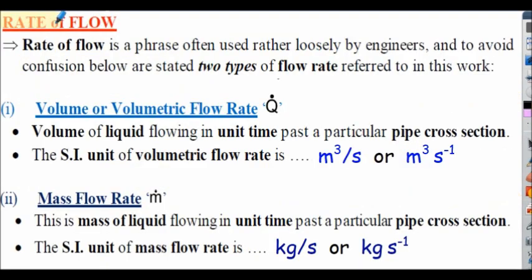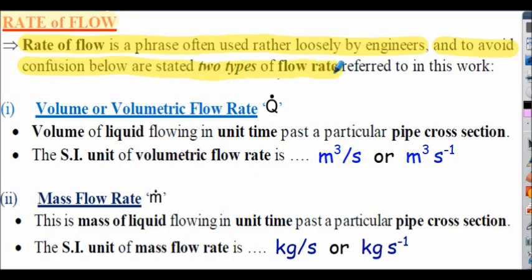Let's consider rate of flow. The rate of flow is a phrase often used rather loosely by engineers, and so to avoid confusion, below are stated two types of flow rate referred to within this work. First is volume or volumetric flow rate, usually given the symbol capital Q with a dot above the Q to indicate a rate of flow.